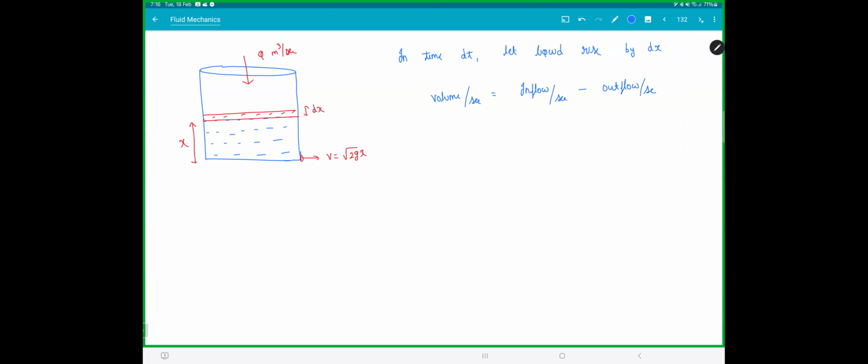What is the mathematical part? How much volume is increasing? A dx. In how much time is it increasing? In dt. What is the inflow? Q. What is the outflow? Area into velocity. Isn't this the equation?